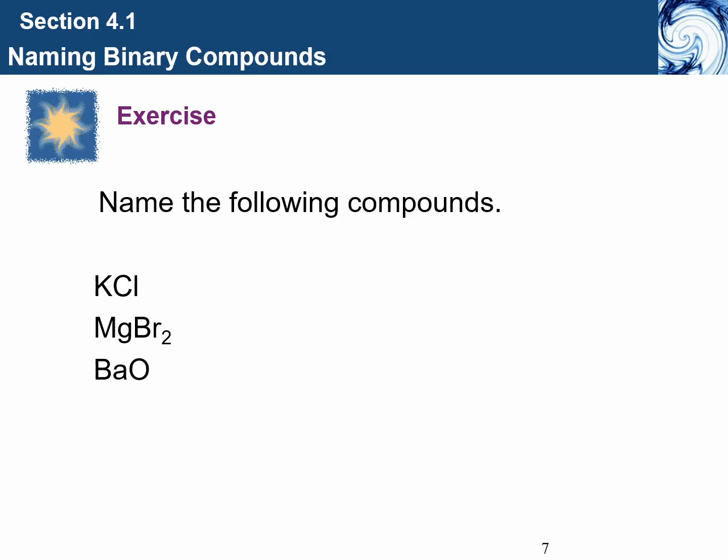All right, magnesium is a +2. Bromide is a -1, so there are two of them. Do I need to know that for this? No. I just need to know that it's magnesium and bromine, but bromine becomes bromide, so it becomes magnesium bromide.